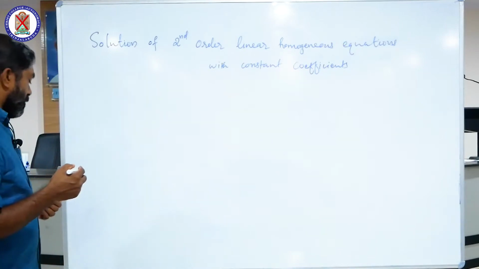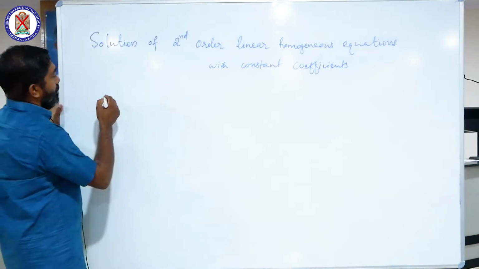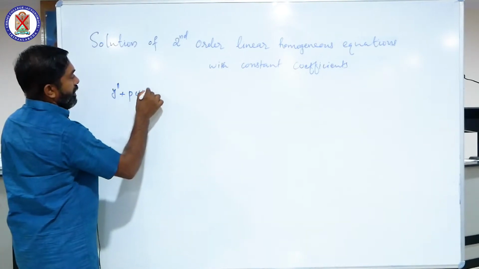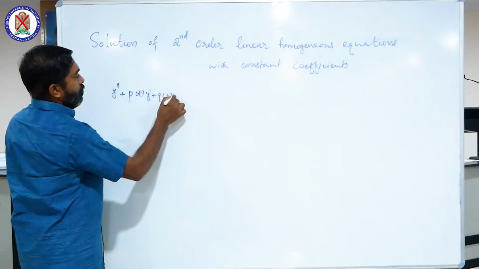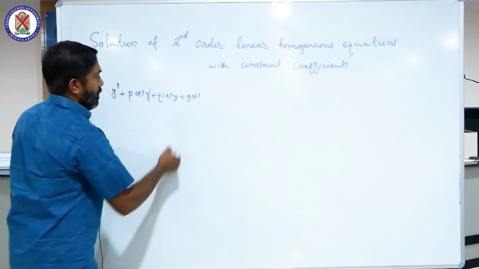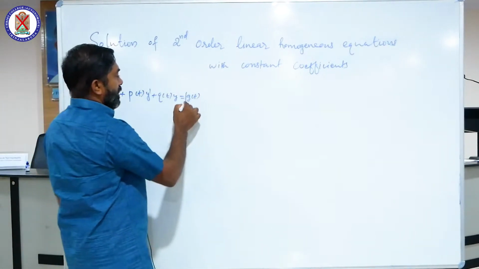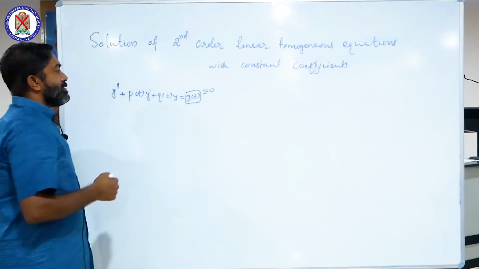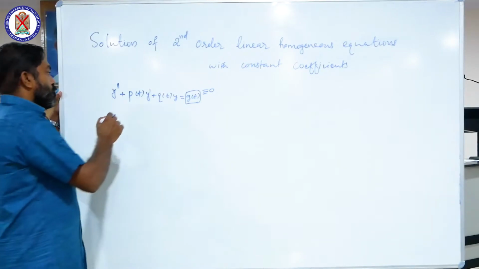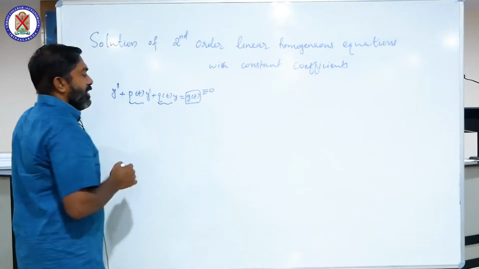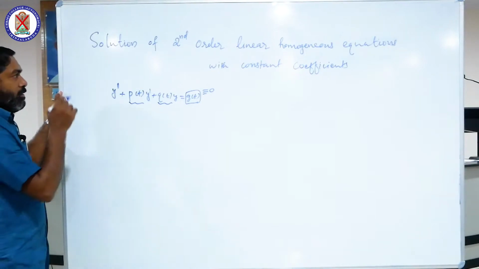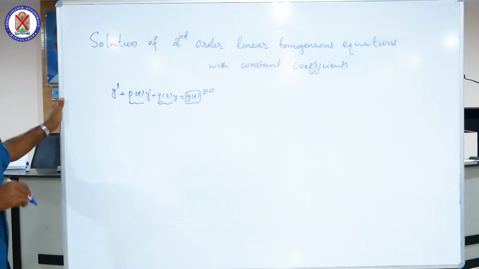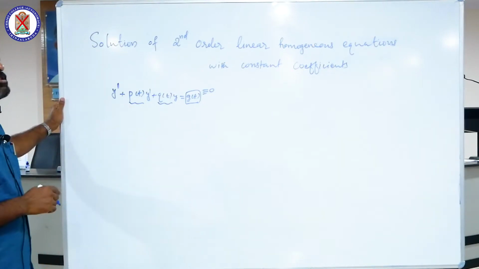A second order linear differential equation can be taken in the form y double dash plus p of t into y dash plus q of t into y equal to g of t. Here, if this g of t is equal to 0, we call it a homogeneous linear differential equation. Also, if p of t and q of t are constants, then we say that it is a second order linear homogeneous differential equation with constant coefficients.